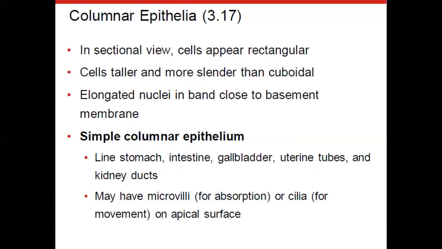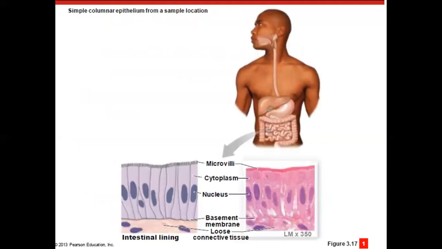Remember, microvilli are just extensions or folds of the cell membrane on the apical surface of these epithelial cells, or cilia for movement. You can usually find cilia on columnar cells in, like, the respiratory system. So here's some simple columnar epithelia. Remember, tall and slender, elongated nuclei, and here's a layer of microvilli. This is what it would look like on an actual slide.